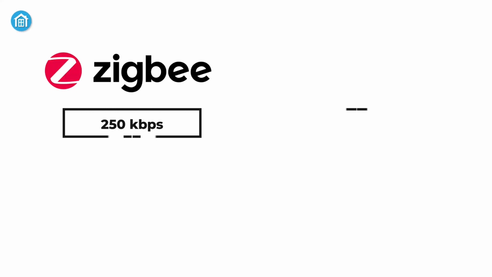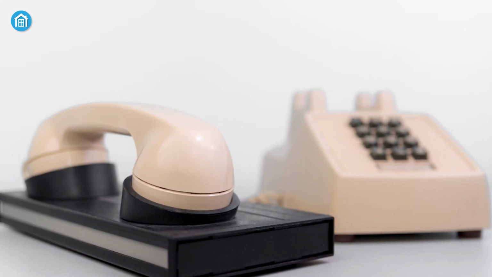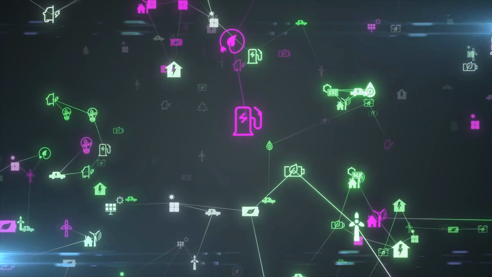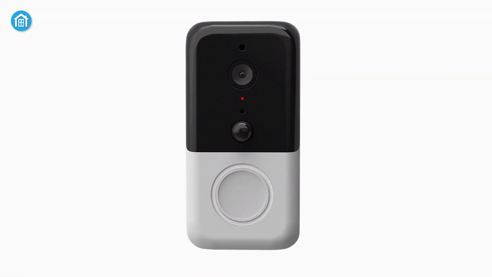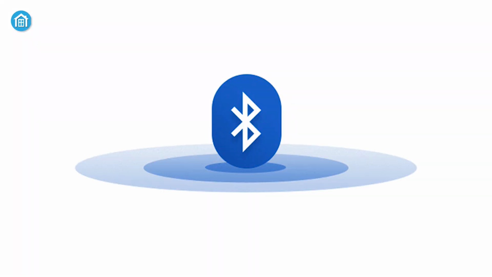However, both the Zigbee and Z-Wave operate at speeds below 300 kbps, meaning that they aren't much faster than an old dial-up modem. But the result is power savings, and this is why many smart devices last for years without needing a battery swap. Well, now you might be thinking that Bluetooth is also quite a low power protocol, so why don't we just use that?